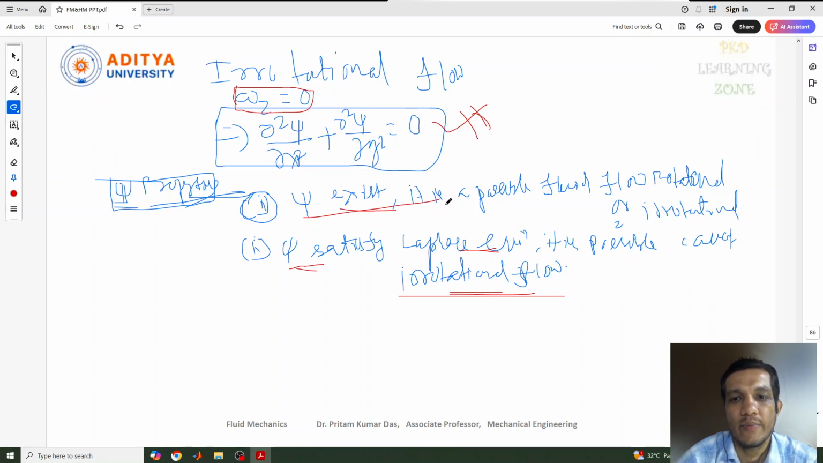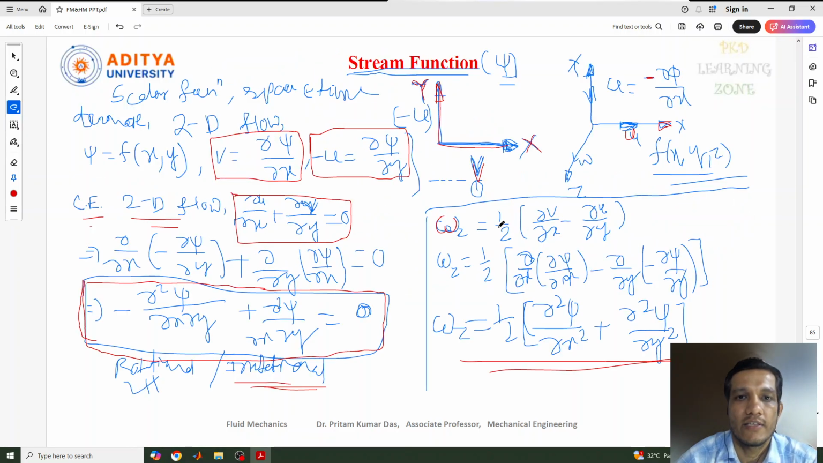Similarly, if phi exists, it is a possible fluid flow, which may be rotational or irrotational. So this is the total concept of this stream function. If you have seen the previous video, you can understand the velocity potential function, and you can find out the difference between the velocity potential function and the stream function.